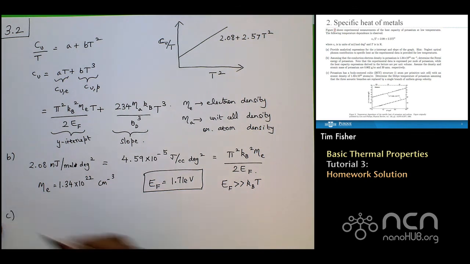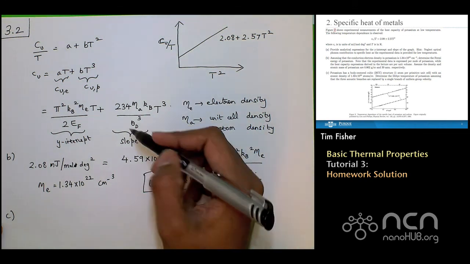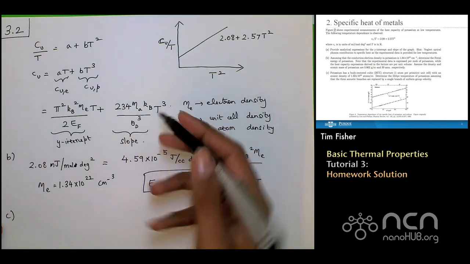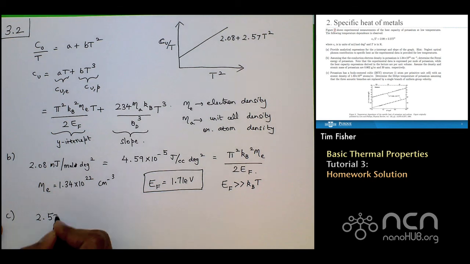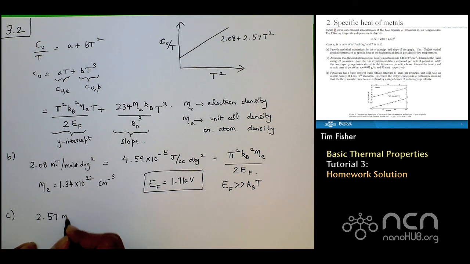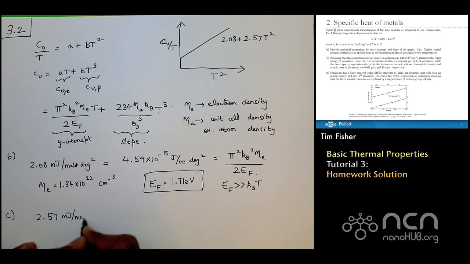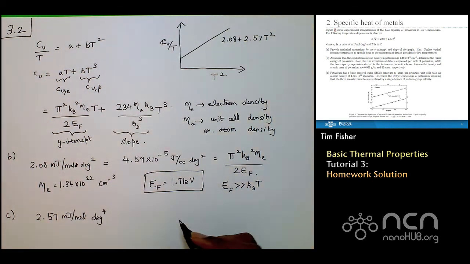And going on to part C of the problem. In this part, we are required to calculate the Debye temperature, and clearly we need to use the slope of the graph for calculating the Debye temperature. So the slope of the graph is given by 2.57 millijoule per mole per degree to the fourth.